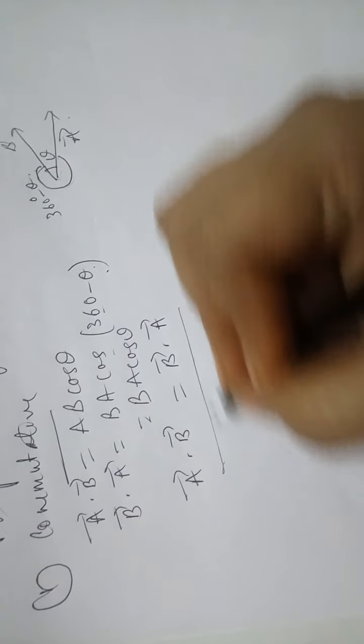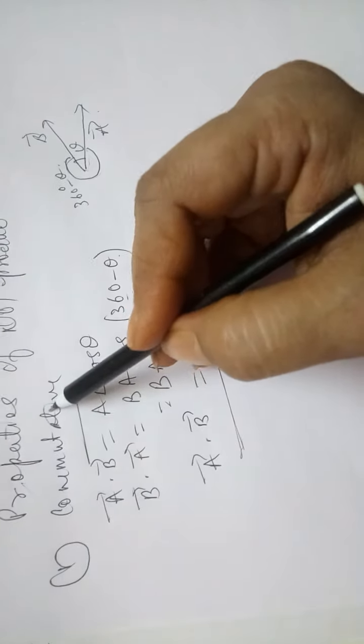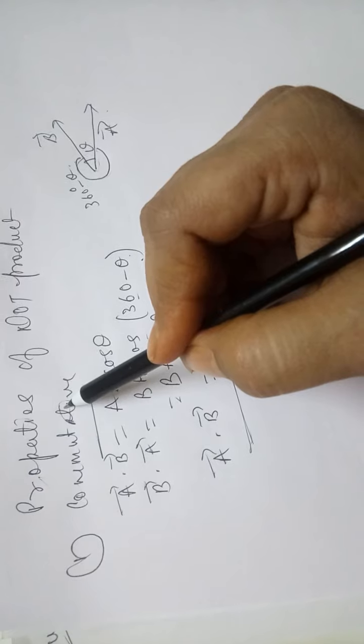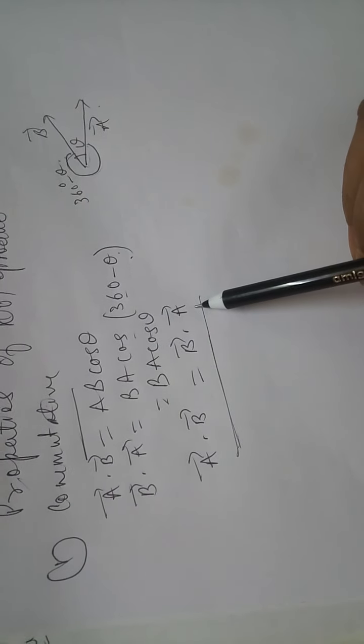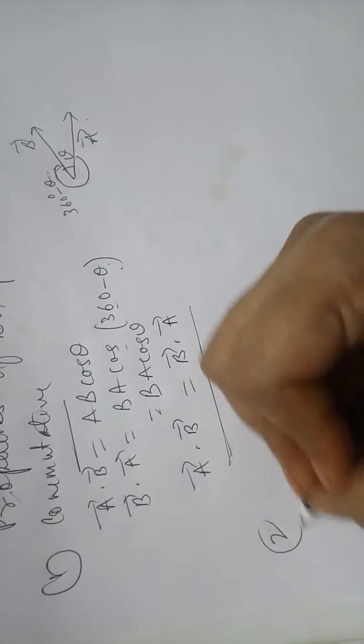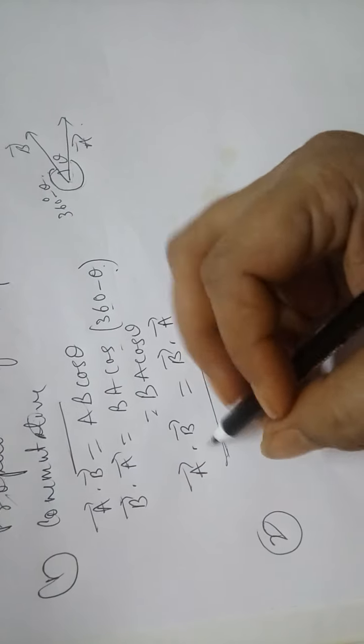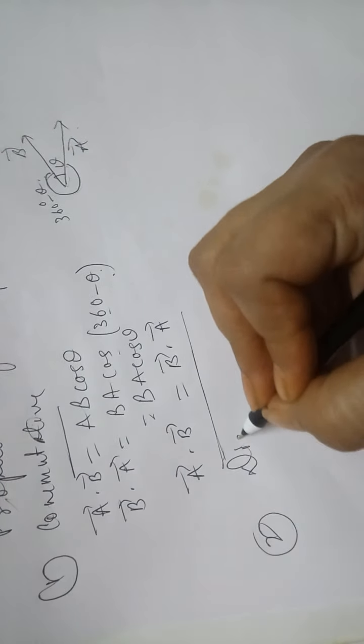So this is the commutative property, one of the properties of the dot product. It simply shows that a vector dot b vector is equal to b vector dot a vector. The second property is that the scalar product is distributive.